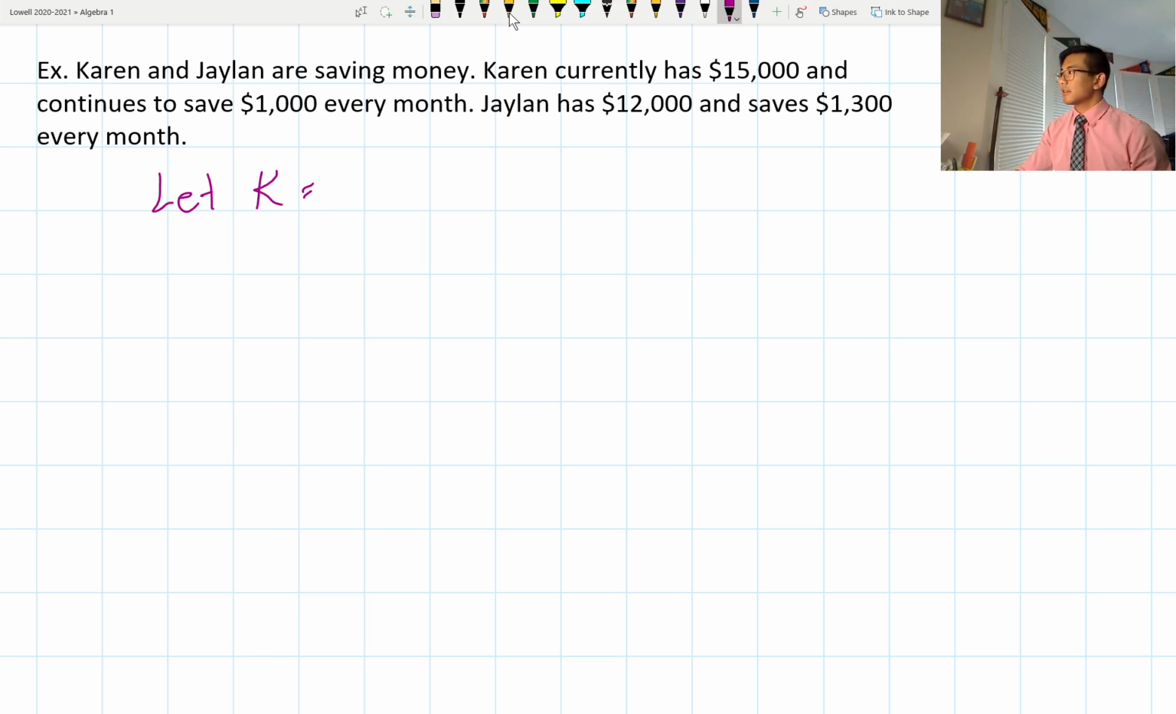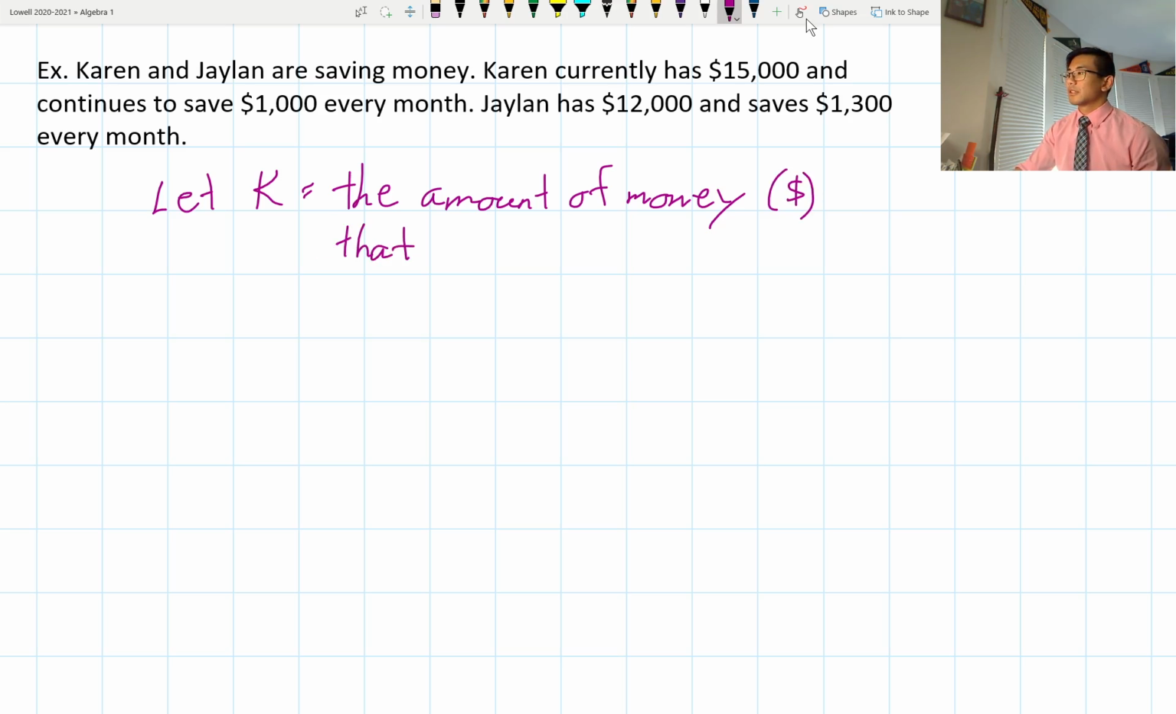Well, let's say, now depending on what you say your variable is, it's gonna impact what your equation would be, and we could talk about that later. But I'm gonna say let K equal the amount of money, and remember to include units. It's super important to include units. The amount of money in dollars that Karen has.